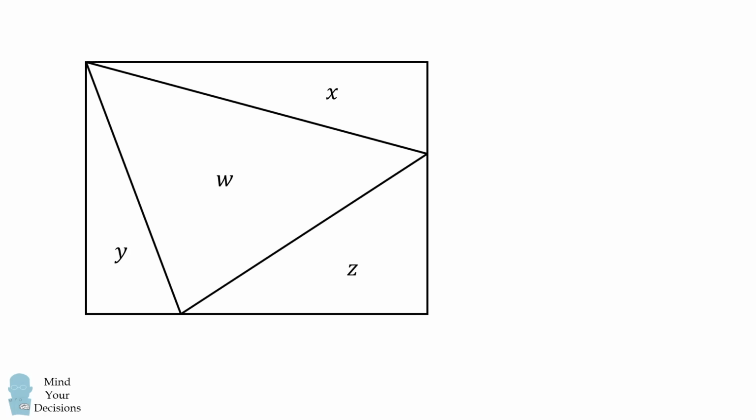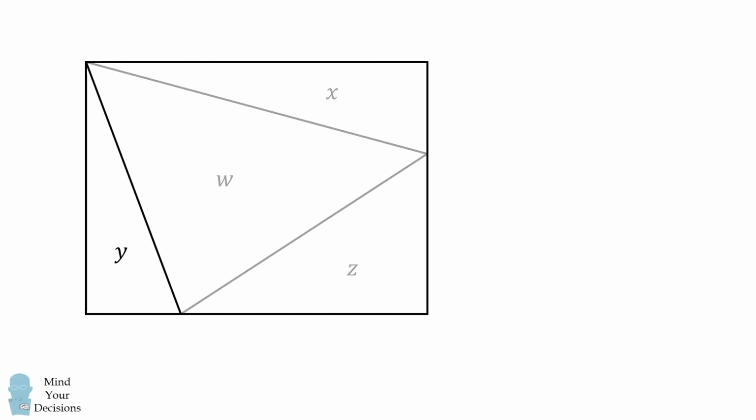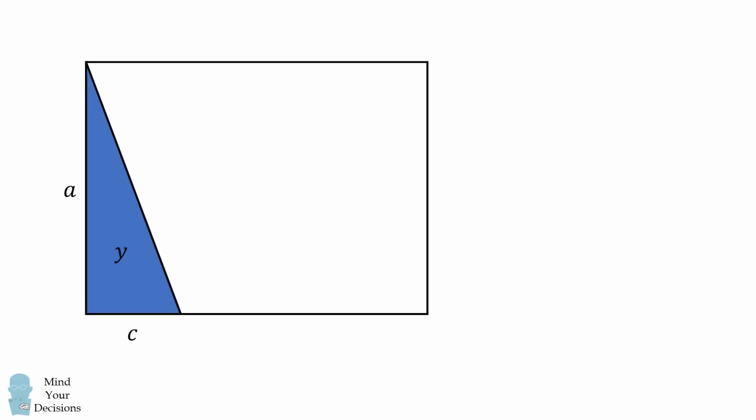We'll go ahead and tackle the general case and we'll prove the following formula. To do that, we'll work step by step. First, consider this triangle. Suppose one side of the rectangle is A and the other side of the triangle is C. Because the triangle has an area of Y, AC over 2 is equal to Y. This means C is equal to 2Y over A.